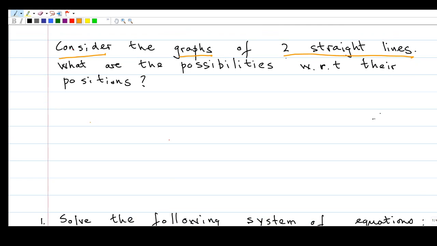Right? We could get the straight lines intersecting at one point only. So in this case, you have a unique solution.